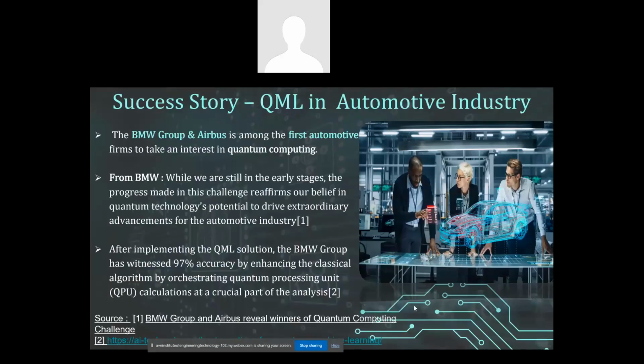BMW and Airbus are among the first firms to invest in quantum computing. They are doing research in quantum machine learning on how we can leverage it in the automotive industry. I have taken these from their particular sources. Even in the second point, they have implemented quantum machine learning solutions at BMW. After implementing quantum machine learning, we are getting 97% accuracy in enhancing the classical algorithms.